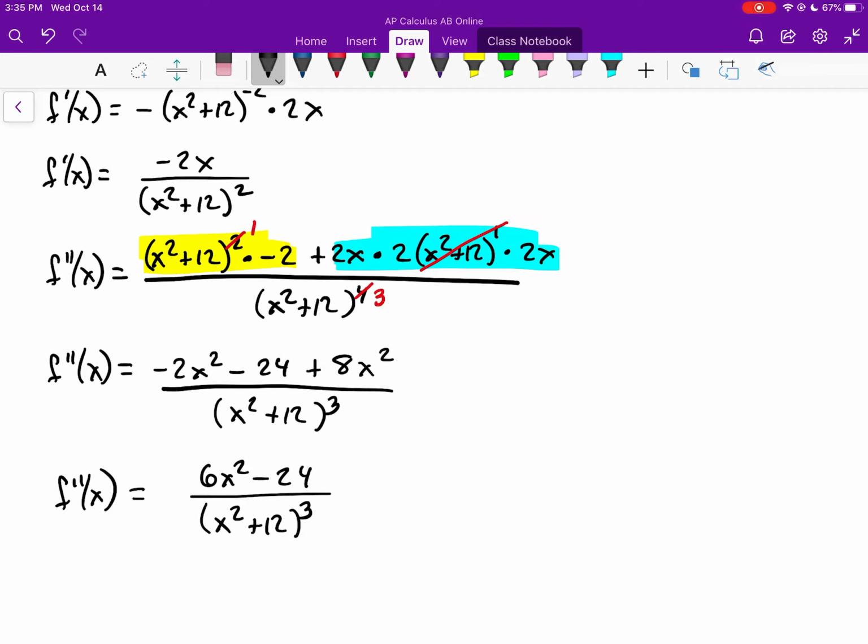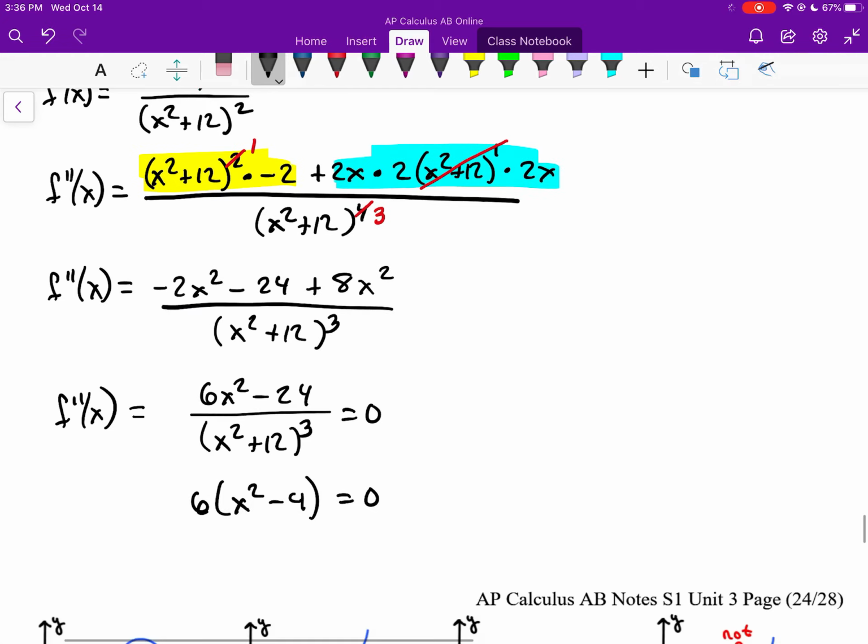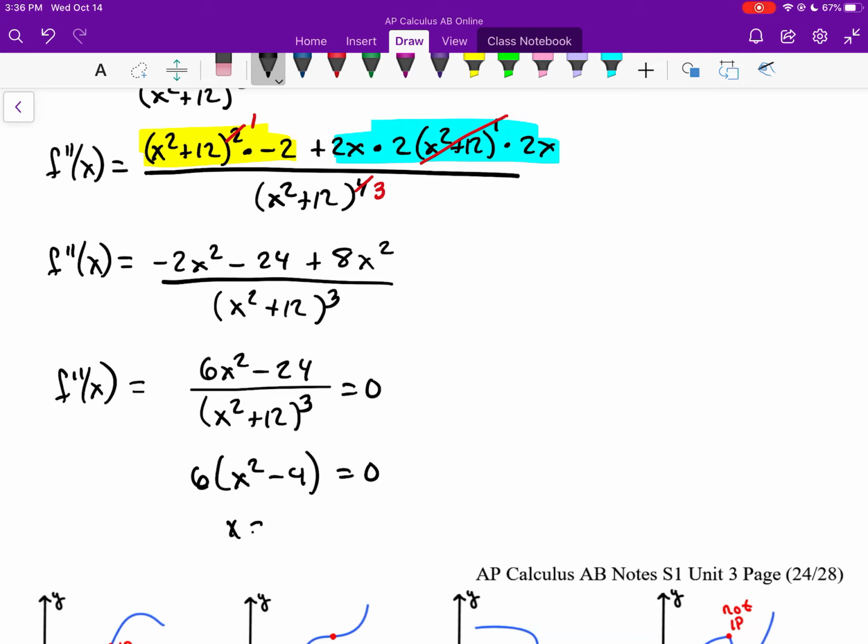This second derivative is never undefined. The x squared plus 12 will always be 12 or bigger, but this does equal 0. When does this equal 0? When the 6x squared minus 24 equals 0. We can factor that. There's a 6 in common, and there's this x squared minus 4 that's left over. And this is going to give me x equal to plus or minus 2. Those are the two numbers that would make that equal to 0.